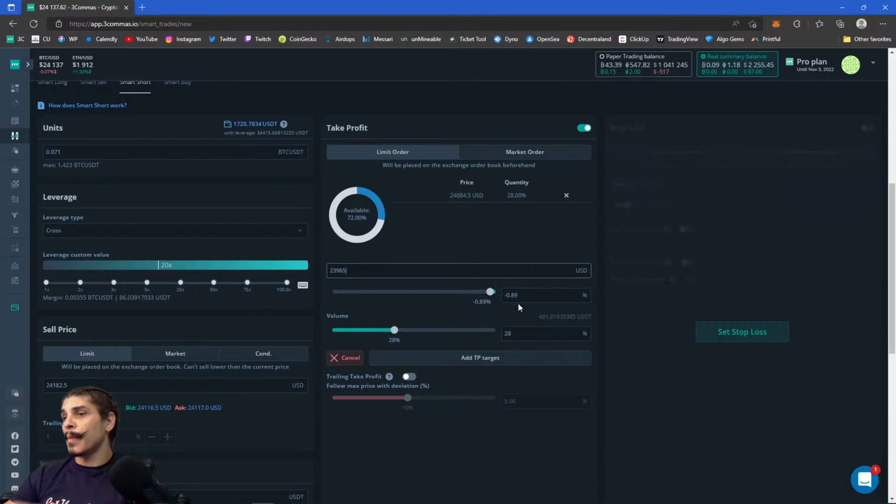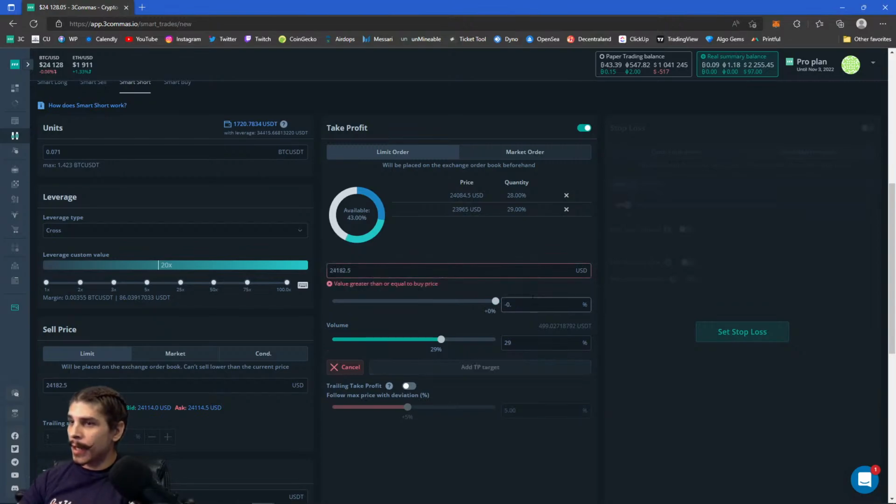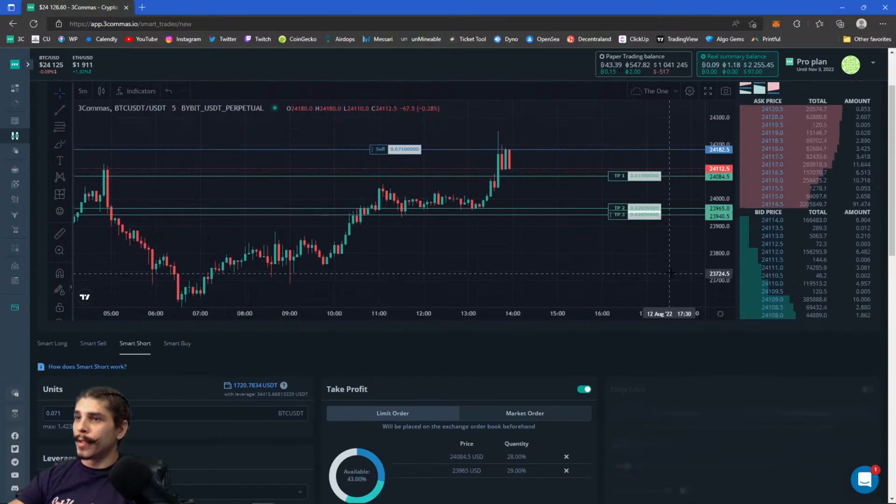23965. It's going to be 0.89%. Here, we'll try and get another 5 honey out. You get 5 of them Franklins. All right. And now for the last take profit target, I'm not even going to look up there. Let's just say I want to go ahead and go at 1%. See where that ends up.